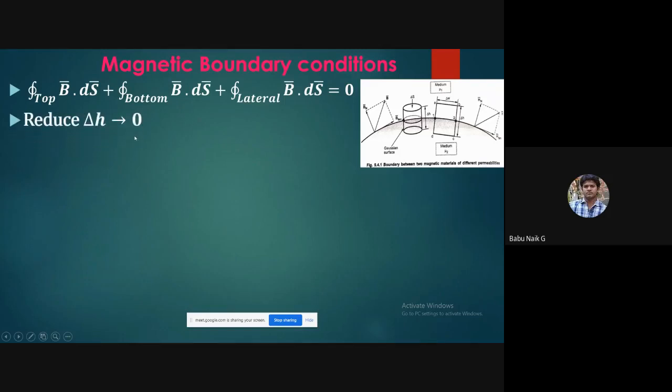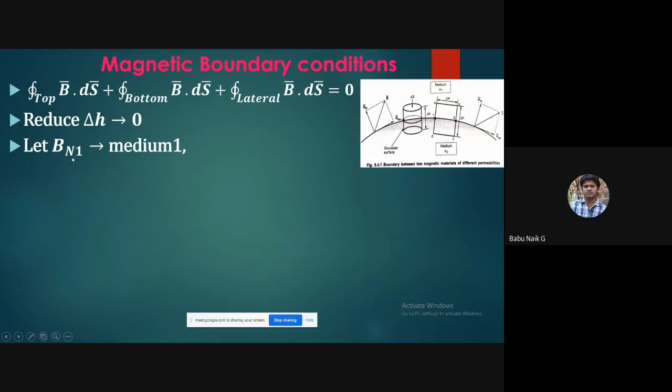Now let us reduce the height of the cylinder so that delta H tends to 0. I am taking delta H tends to 0 because we are interested only in the boundary condition line. So it needs to be calculated only on this surface, the magnetic flux density on the boundary, so I can reduce delta H to 0.